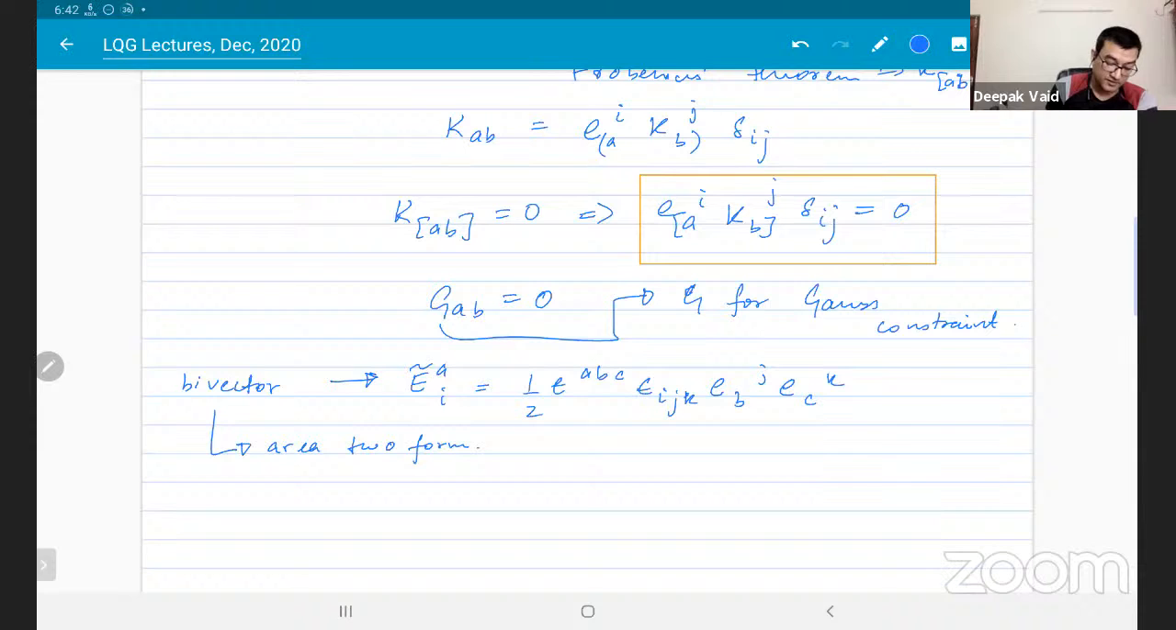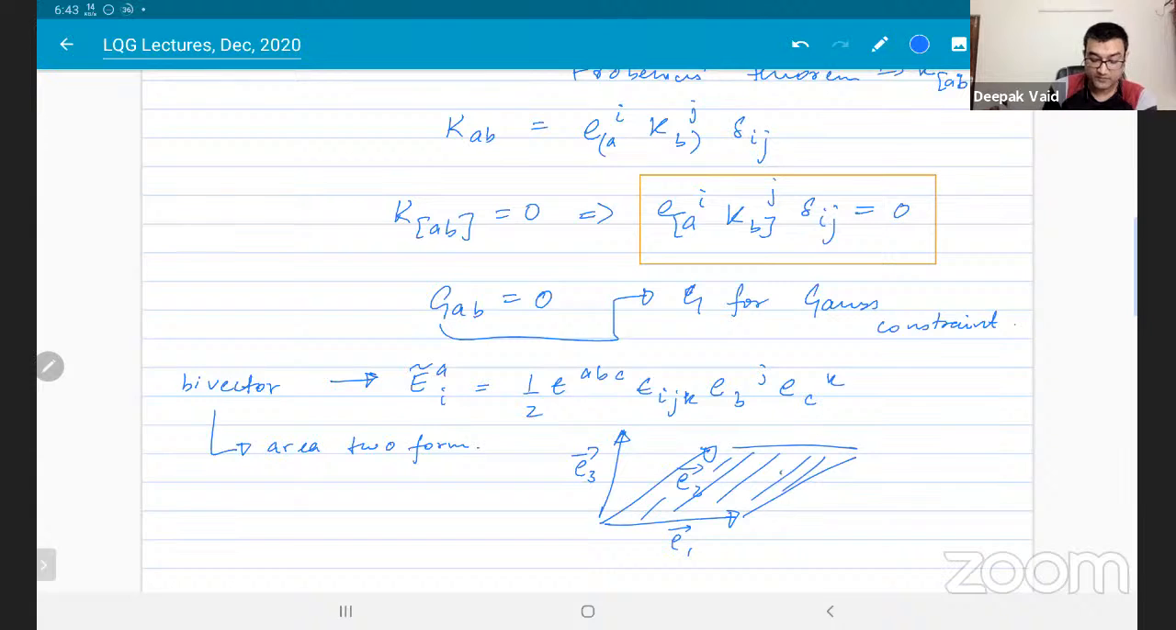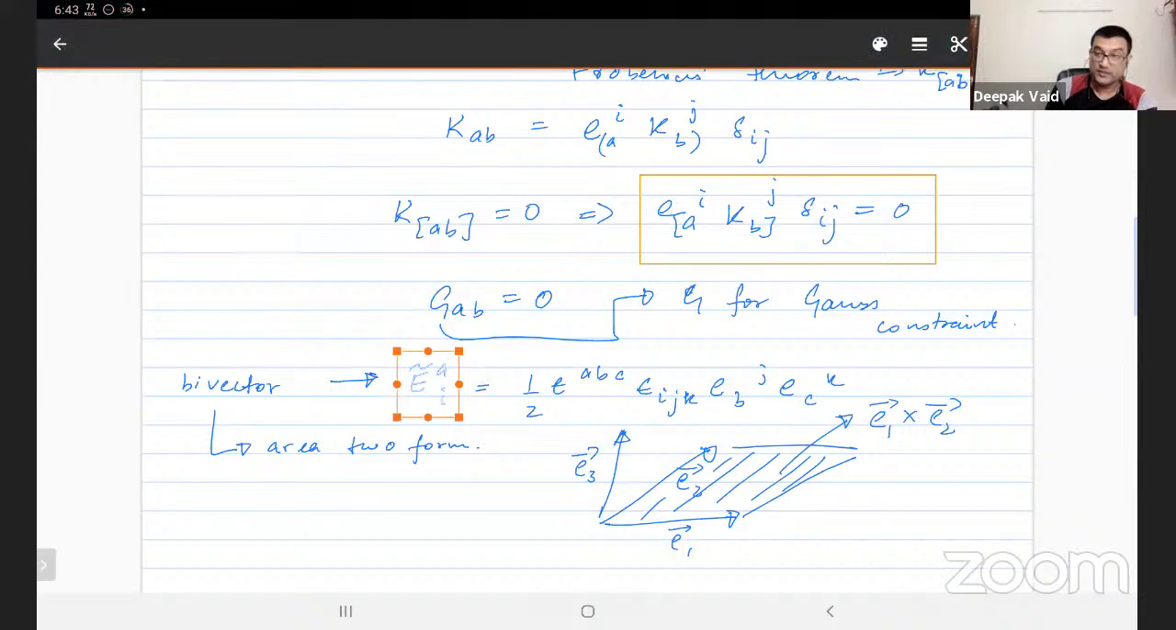Okay, the reason for this is that you imagine that you have a triad. Now a triad looks like this. You have three vectors E1, E2, and E3, right? They form a basis of your three-dimensional space. Okay. Then if you take E1 cross E2, what does that give you? That gives you the area of this parallelogram, right, which is spanned by E1 and E2. And this quantity is like the normal to this area vector.